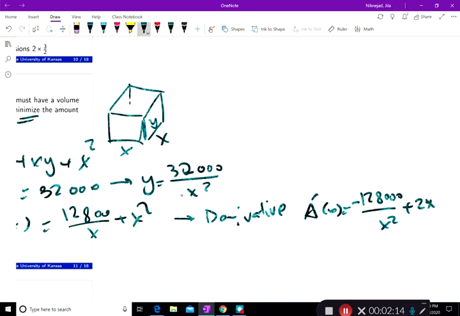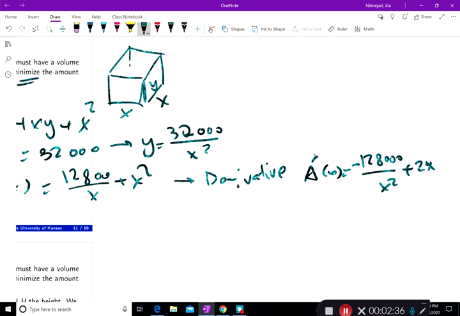And notice that 0 is not part of the domain, since x is in the denominator. And so to find the critical values of A, we want to set A prime equal to 0. To do that, I have to simplify. Common denominator, and plus 2x to the power 3 over x squared.